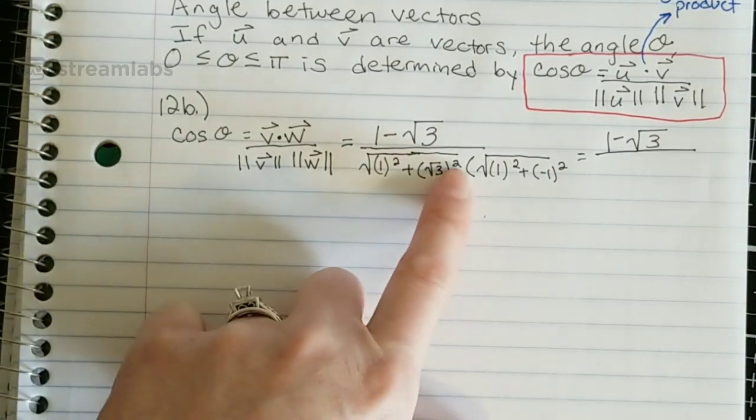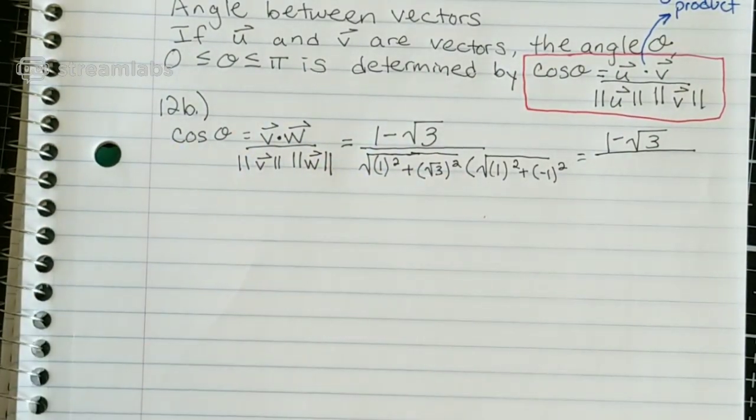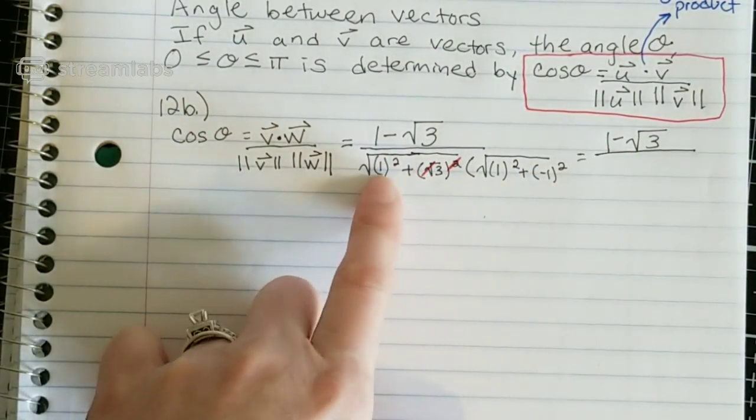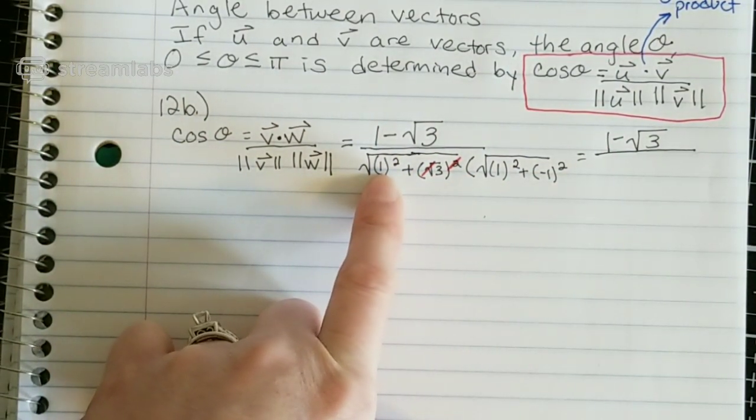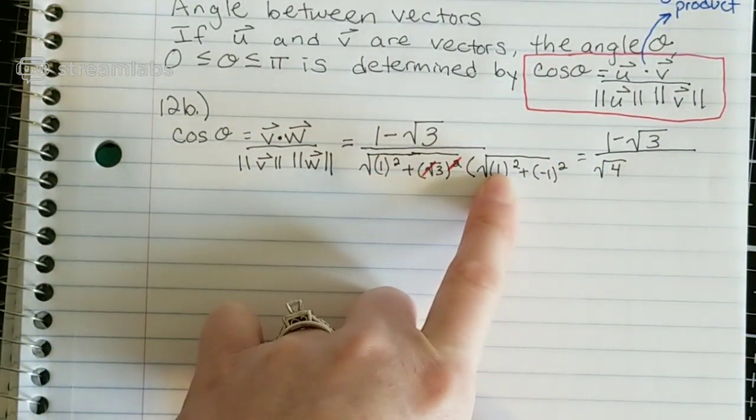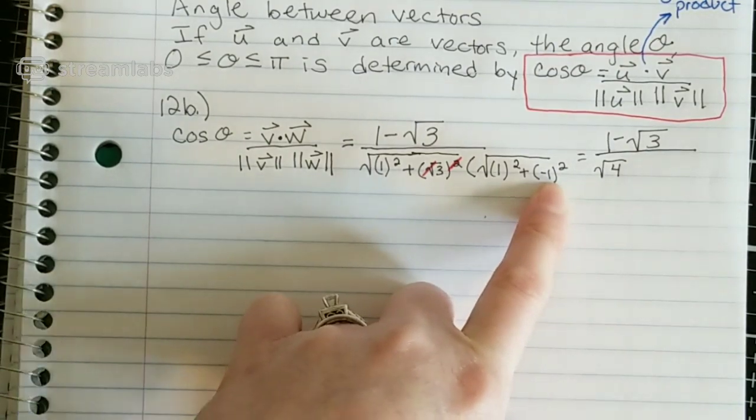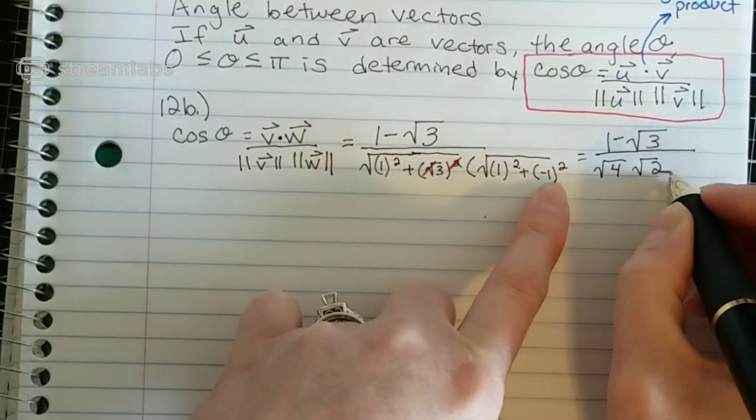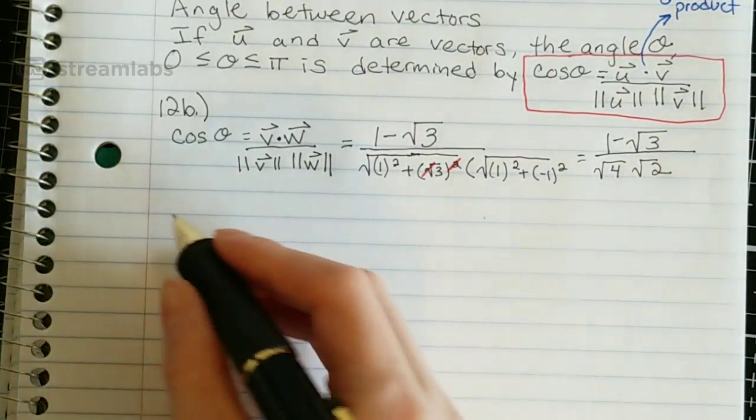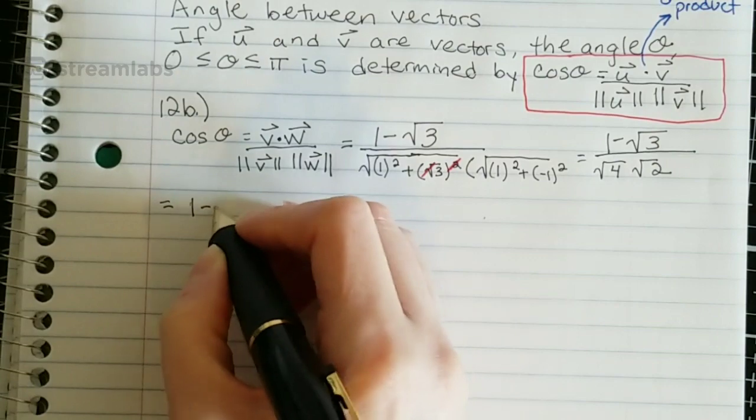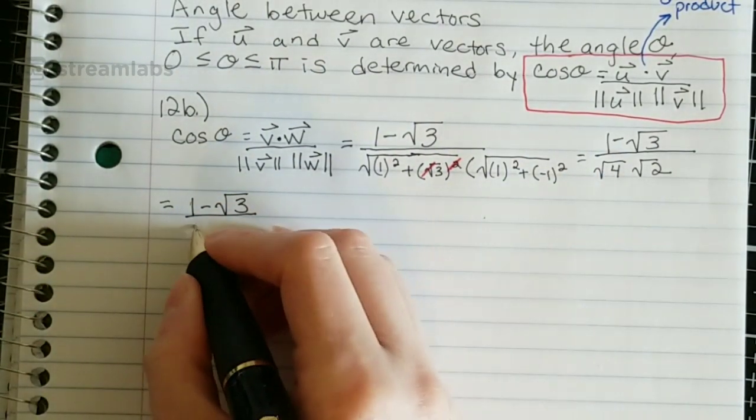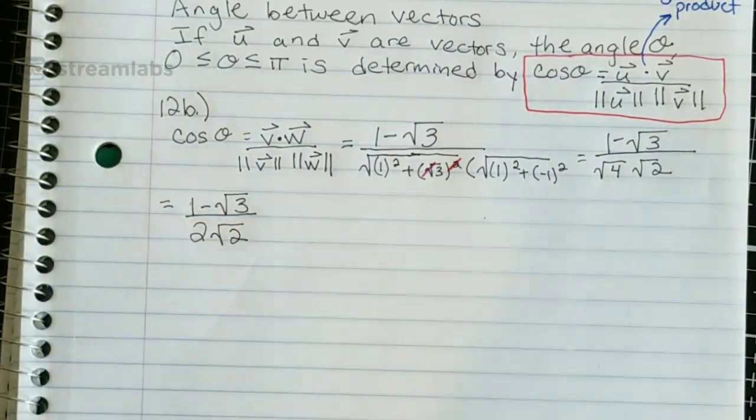Okay, so this square and that square root, that will cancel. So this is just 3. 1 squared is 1, so this is the square root of 4. Over here we have 1 plus 1, so that's going to be the square root of 2. Okay, so when we simplify this, I have 1 minus the square root of 3 over, well, the square root of 4 is 2, so this is 2 square root 2.